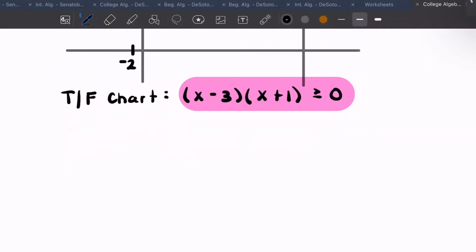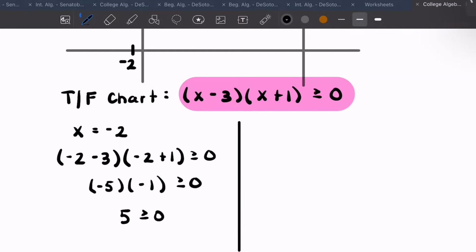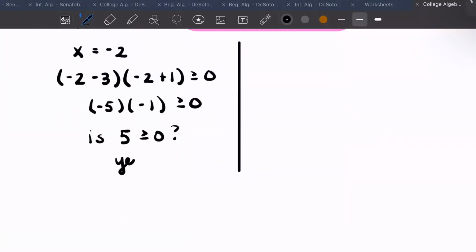So we'll pick x equals -2. Okay. So we'll plug it in. We'll get -2 minus 3 times -2 plus 1 is greater than or equal to 0. Let's see. We get -5 times -1 greater than or equal to 0. So that means that 5 is greater than or equal to 0. Okay. So is 5 greater than or equal to 0? Yes. So it's true.